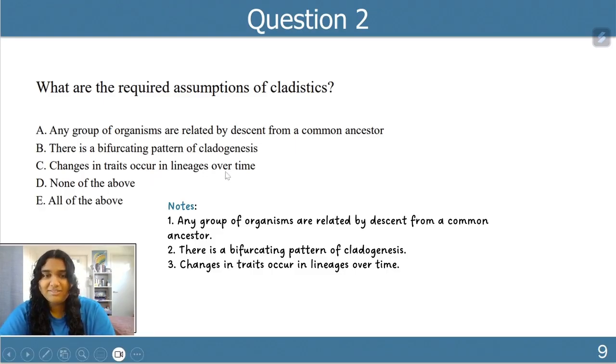The third assumption is that any changes that happen as species start to diverge increase over time. So the further away a current species is from the common ancestor, the more different they're going to look compared to the common ancestor in general. So A, B, and C are actually all correct answers. So it's definitely not D, none of the above. It is E, all of the above. Technically speaking, if you really wanted to contest the question, DNA should be swapped, but A, B, and C are all correct, so our answer is E.